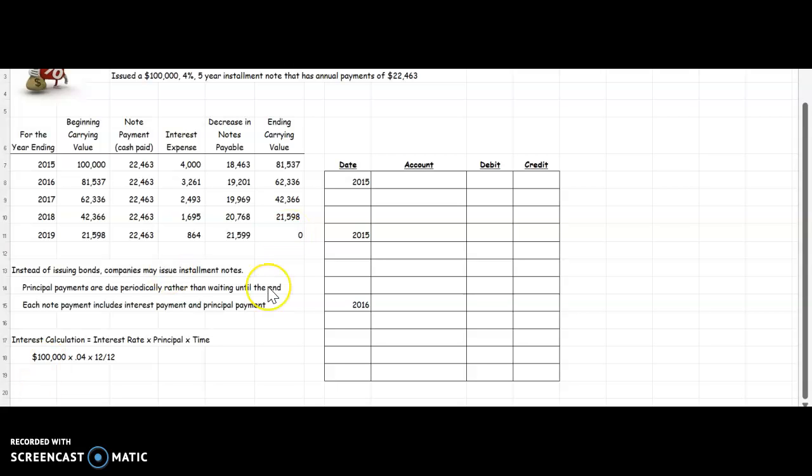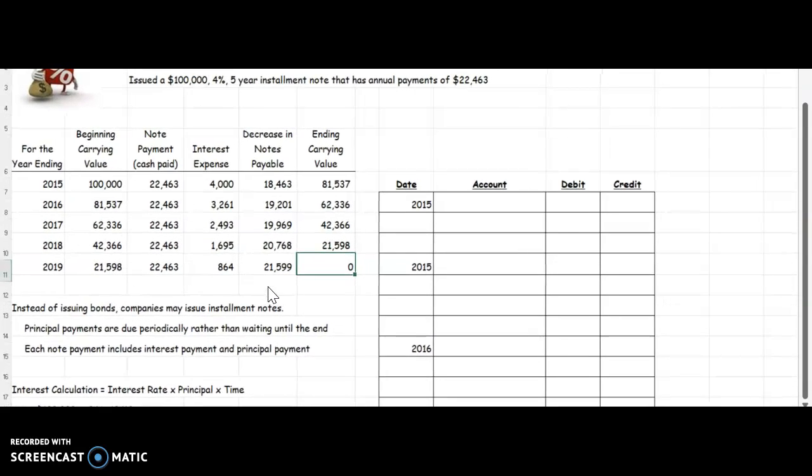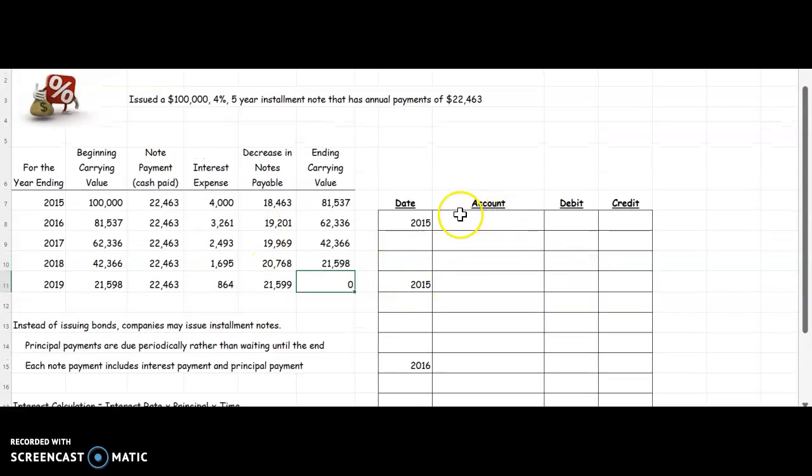Okay, now I'm going to show you how to use this table to help you with your journal entries. So in 2015, I issued a loan because I wanted cash. So I got cash of $100,000 and I'm going to pay it back at the end of the term in 5 years. So I debit cash and credit notes payable for the amount of the note.